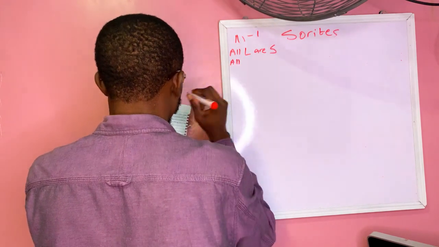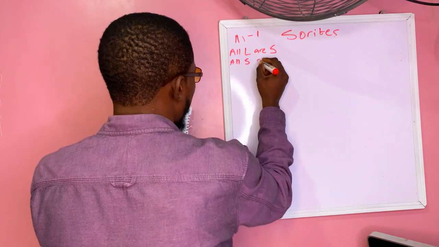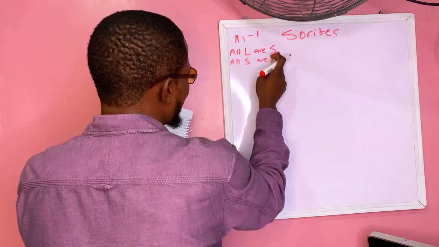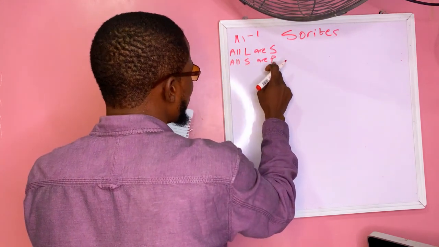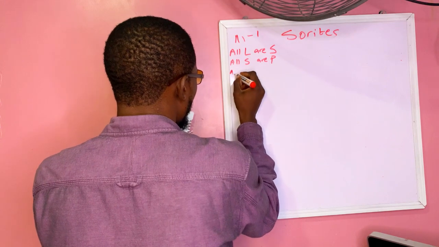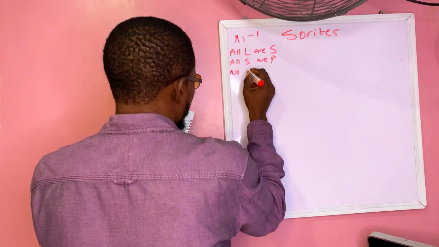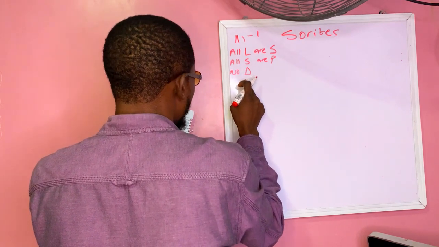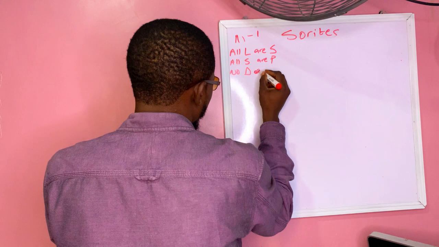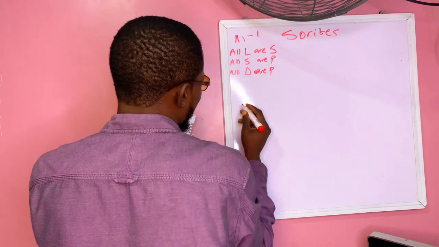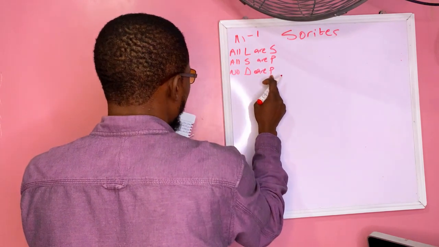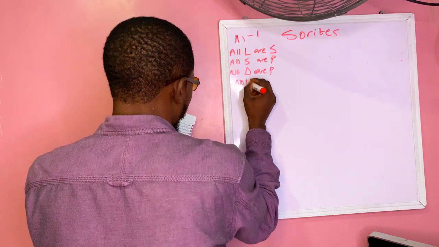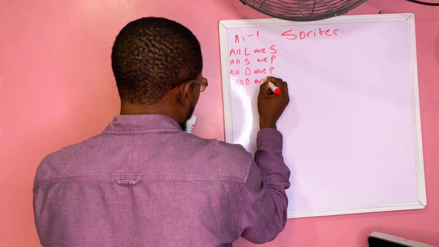All sane people are people who can study logic. All lawyers are sane people. All sane people are people who can study logic. No daughter of yours, I'm representing D with daughter of yours, no daughters of yours are people who can study logic. Therefore, no daughters of yours are lawyers.